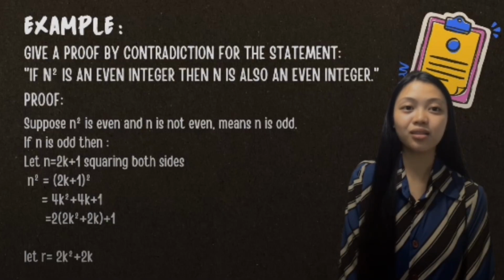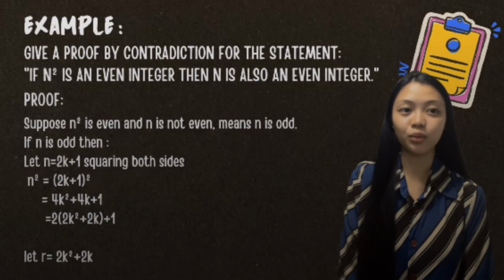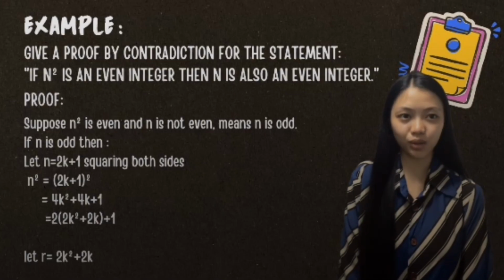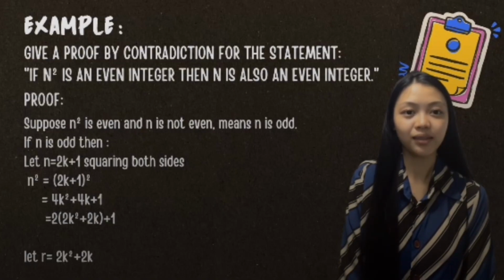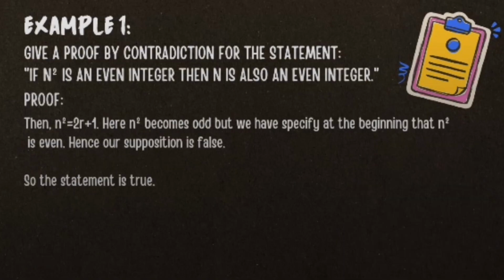Then, let's square both sides. So, we came up with the answer 2 times (2k squared plus 2k) plus 1. Then, let's interpret the result. We can see that n squared is equal to 2r plus 1, where r is equal to 2k squared plus 2k. This is exactly the form of an odd number.